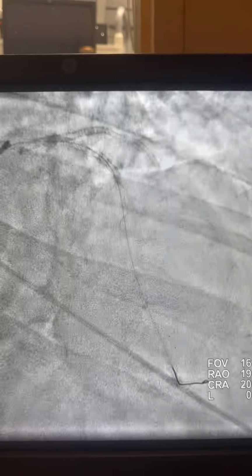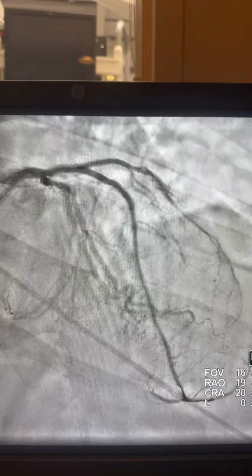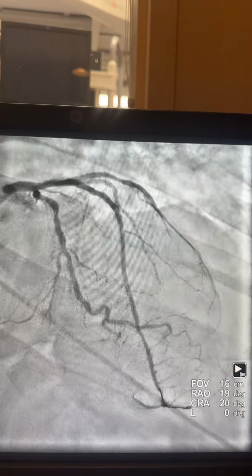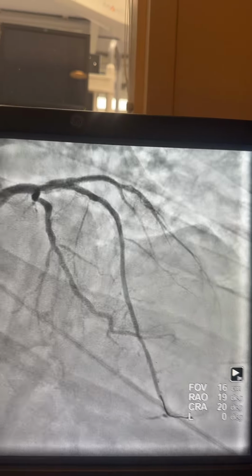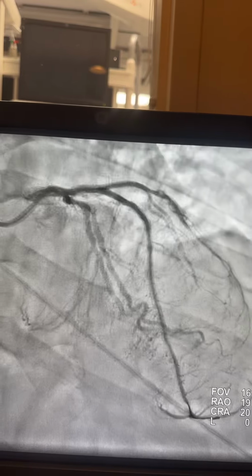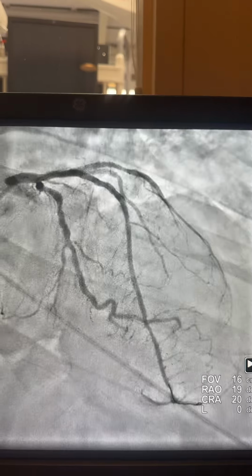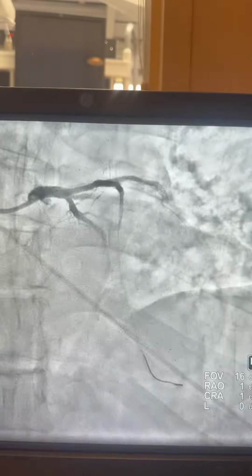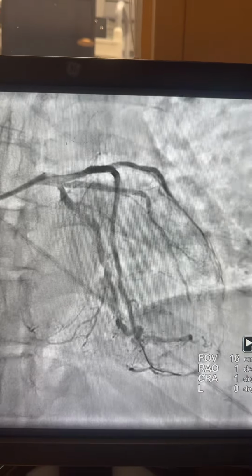And here are the final results. You see we have nice flow in the LAD, nice flow in the diagonal. Still the Ramus has some distal thrombosis. We gave him Aggrastat and sent him upstairs with Aggrastat. We have decent results here.